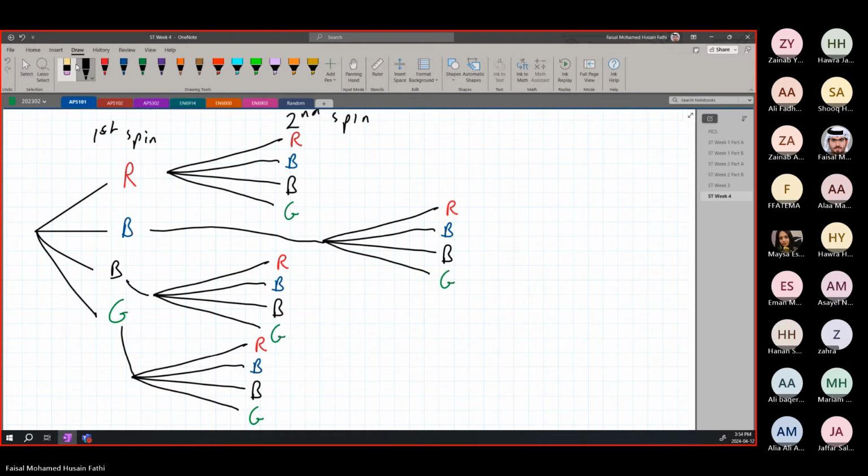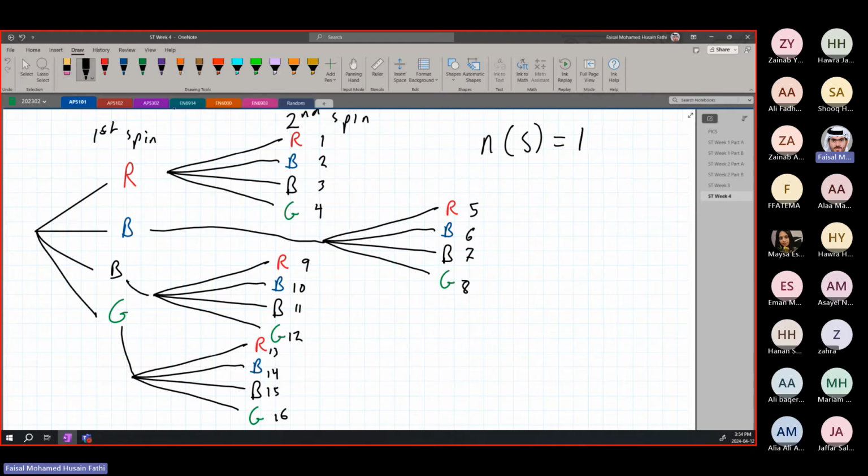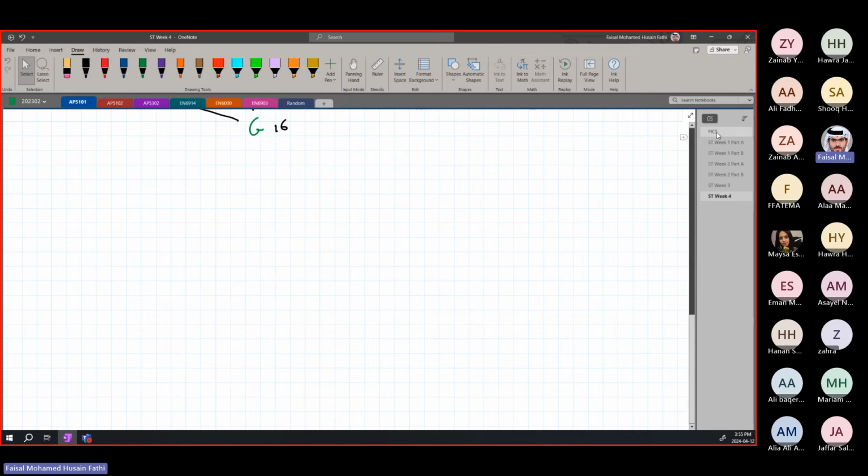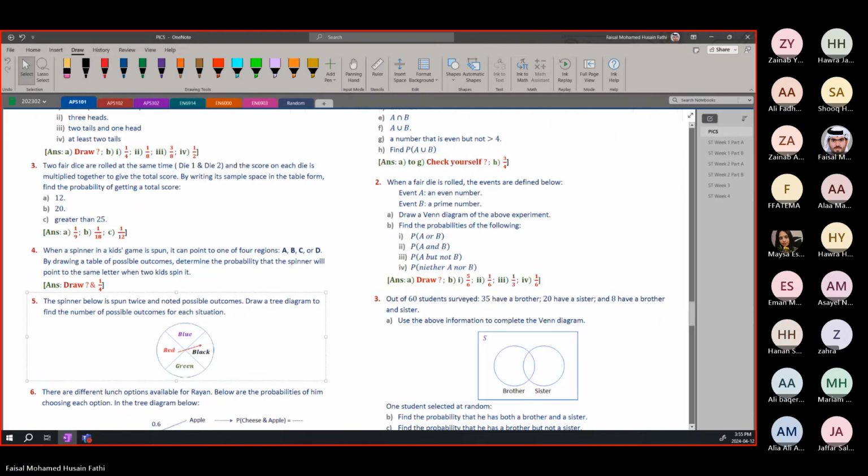If we count them, we have 1, 2, 3, 4, 5, 6, 7, 8, 9, 10, 11, 12, 13, 14, 15, 16. So we know that n of the sample is equal to 16. If we want to write them all, it's going to be RR, RB, RG, and so on. So we have 16 samples. This is how you would draw a tree diagram. I'm pretty sure you are all familiar with this already. We already did it with the coins.